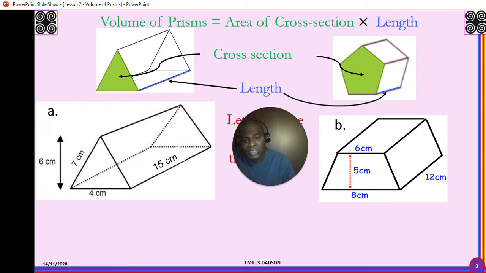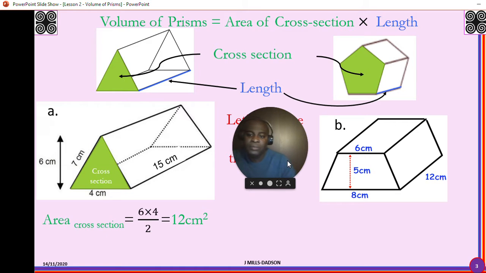Because if you don't understand cross-section and length, what are you calculating? And it's very important that you know how to calculate various 2D shapes. Trapezium, circle, every 2D shape, composite shapes, you need to know how to calculate them. So here, area of a triangle is base times height divided by 2. And remember, base and height must give you right angle all the time.